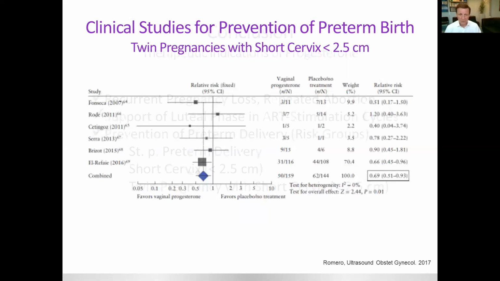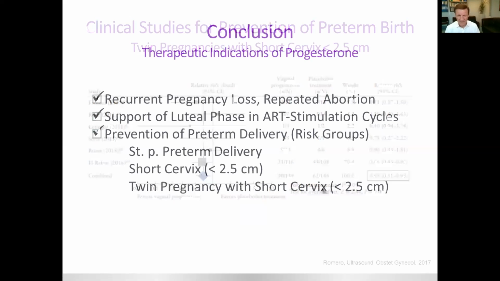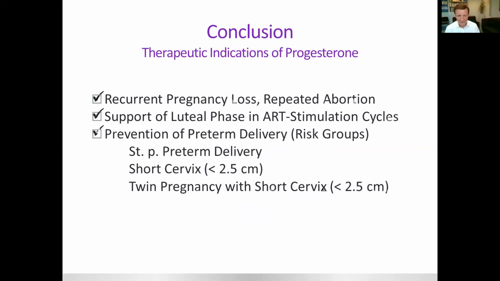So in conclusion, we have three therapeutic indications where progestogens in the past have demonstrated beneficial effects. That is, in cases of repeated abortion, definitely as a support of the luteal phase in ART cycles, and in specific risk groups concerning preterm delivery.